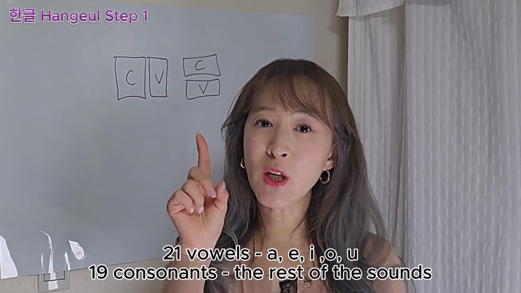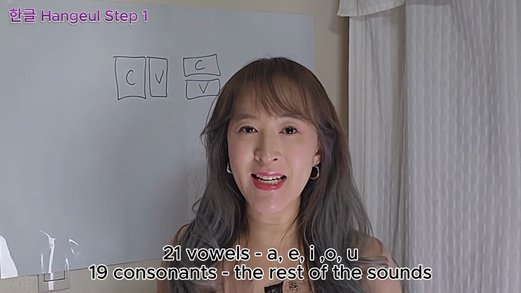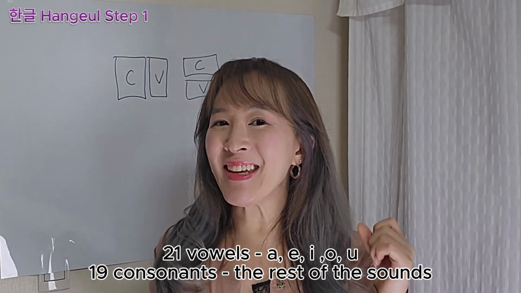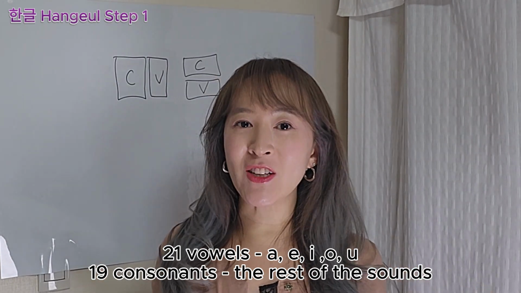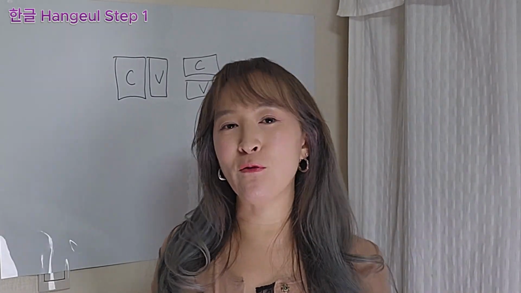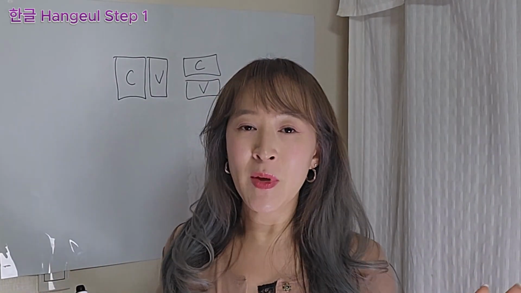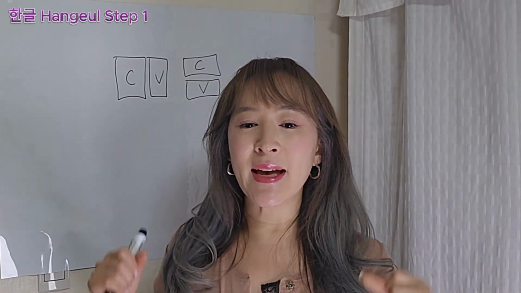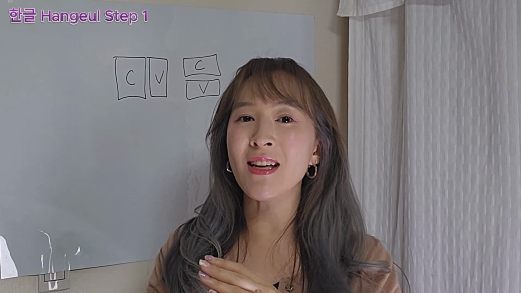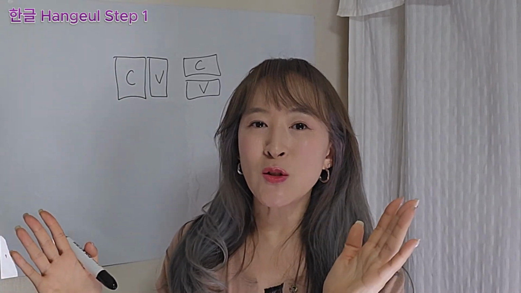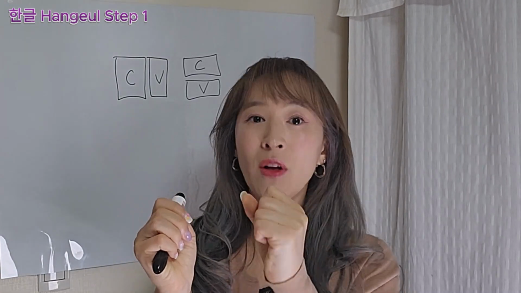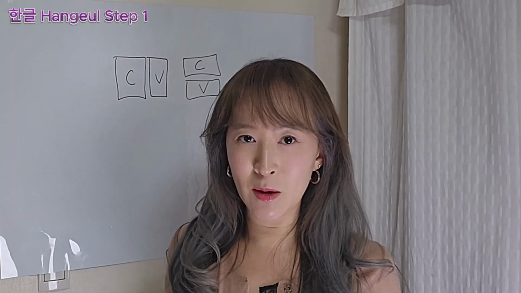Hangul contains 21 vowels and 19 consonants. In case you're not sure what they are, vowels are A, E, I, O, U sounds, and consonants are the rest, like B, H, F, K, T, S, whatever. All those are consonants. And in Hangul, a letter can never be used alone as a consonant or vowel, so it will always be combined with at least one consonant and one vowel to make one syllable.